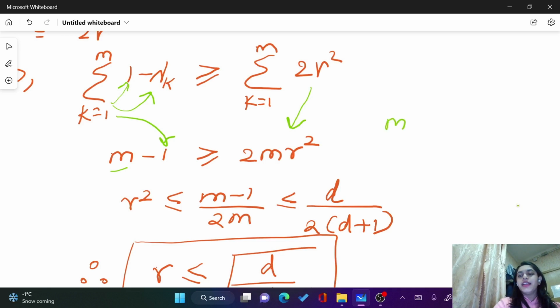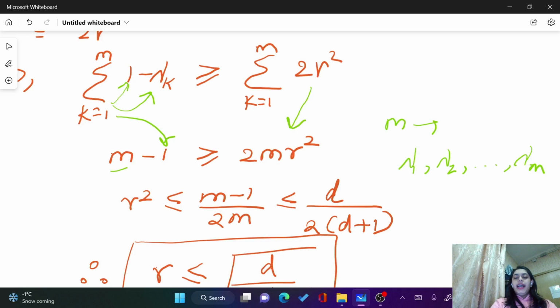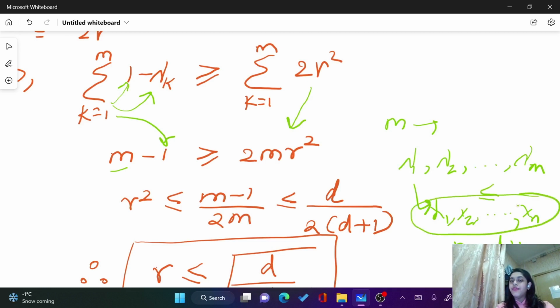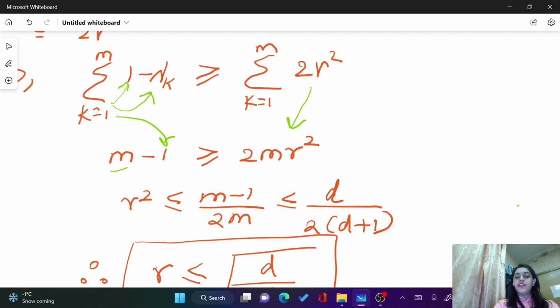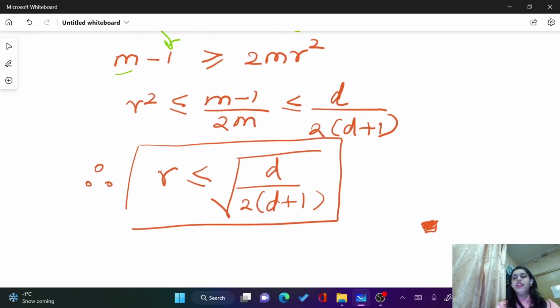Now, m was basically for scalar multipliers. Scalar multipliers were from lambda 1, lambda 2 till lambda m, and we have scalar multipliers equivalent to x1, x2, ..., xn, right? And our n was d plus 1. So the number of scalar multipliers can be less than or equal to the number of entities that we have in order to represent it as a convex combination. By that property, we can substitute m as equal to d plus 1. If we substitute here, this is what we get. We take the square root, and we prove what we wanted. Thank you so much for watching my video, and goodbye.